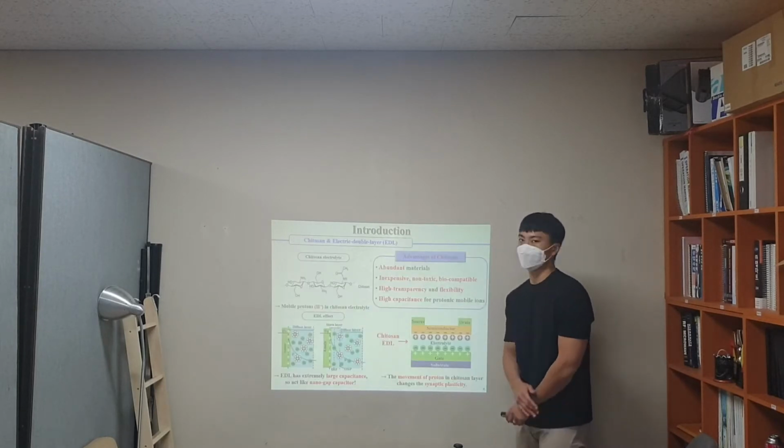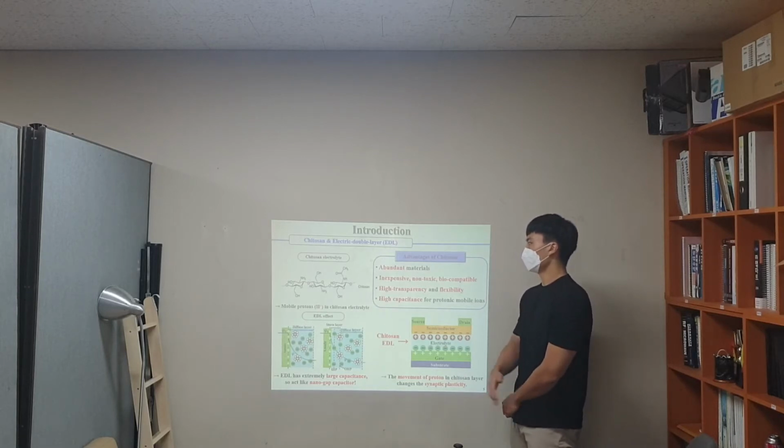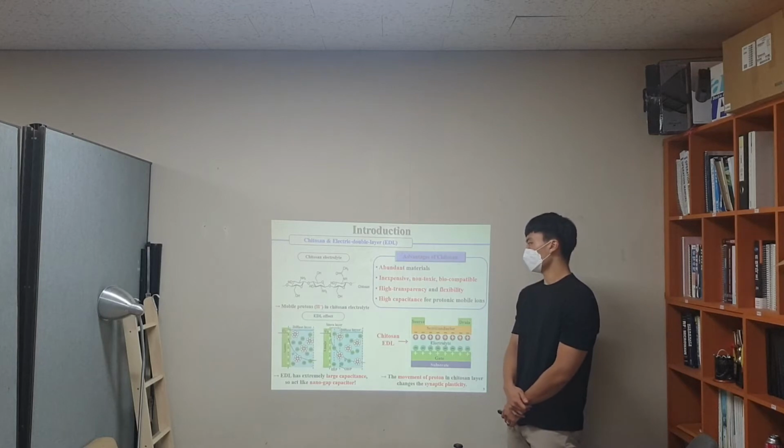We studied the three-terminal synaptic transistor with chitosan electrolyte. Chitosan electrolyte has some advantages such as being abundant, inexpensive, non-toxic, and biocompatible, and it has high transparency and flexibility. Also, it has high capacitance from the mobile ions.